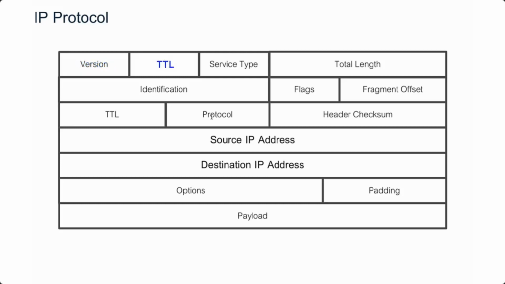TTL is time to live. When a packet is sent, a TTL value is set to limit the number of hops the packet can take before it's dropped. Each time the packet is inspected by a level 3 device, the TTL is decreased by 1. When it hits 0, the router will drop the packet instead of forwarding it.